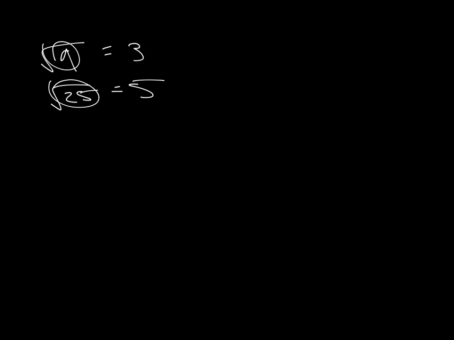You've already done square roots, so you know that the square root of 9 is 3, and the square root of 25 is 5. What number multiplied by itself is going to give me 9? What number multiplied by itself is going to give me 25? The cube root of 8 means what number multiplied by itself 3 times is going to give me 8.